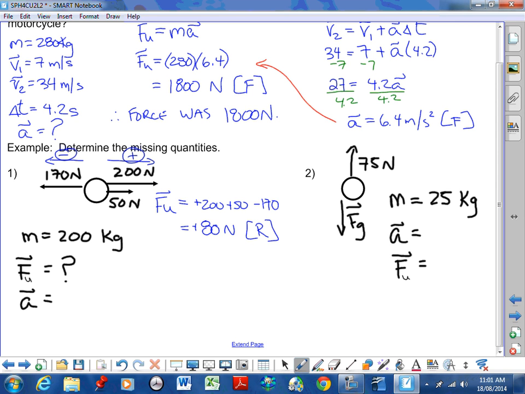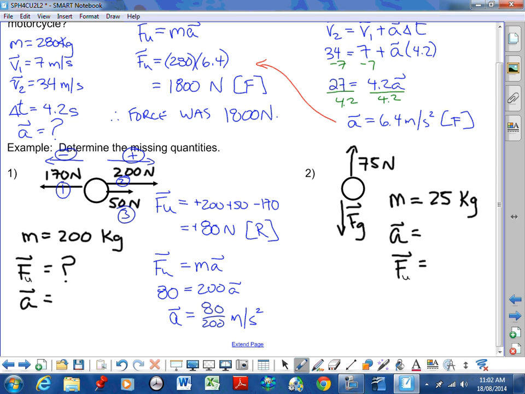Okay, so there's my unbalanced force. I just did that by adding up forces 1, 2, and 3. You just have to be careful of the signs. To find the acceleration, Fu equals ma. We know the unbalanced force is 80. We know the mass is 200. So acceleration equals 80 divided by 200 meters per second squared.